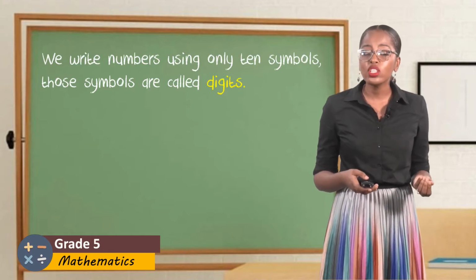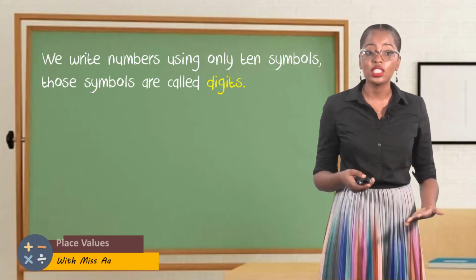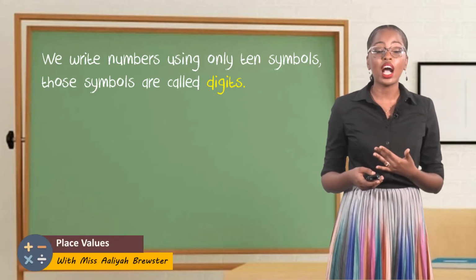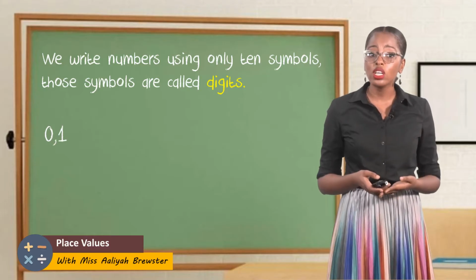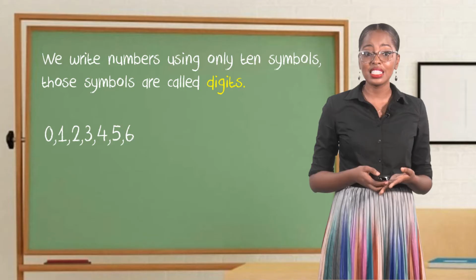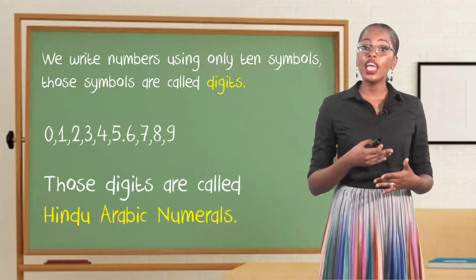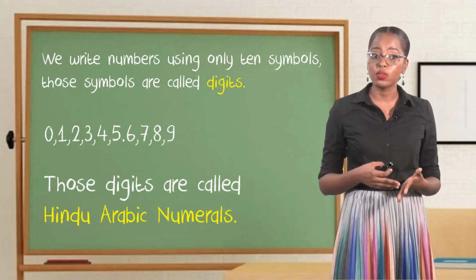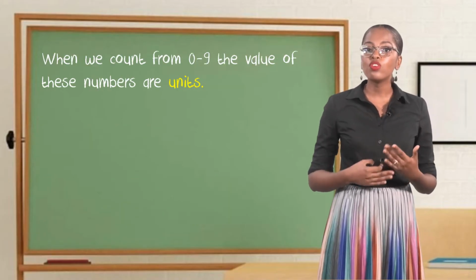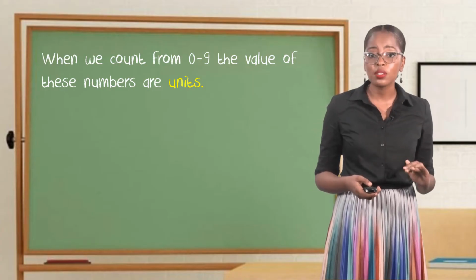We write numbers using only 10 symbols. Those symbols are called digits. The digits we use today are 0, 1, 2, 3, 4, 5, 6, 7, 8, and 9. Those digits are called Hindu Arabic numerals. When we count from 0 to 9, the value of these numbers are units.